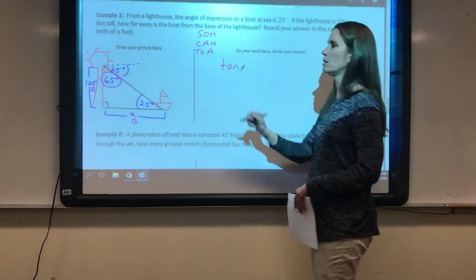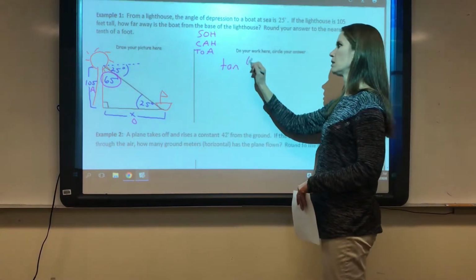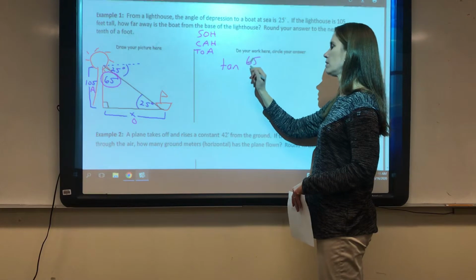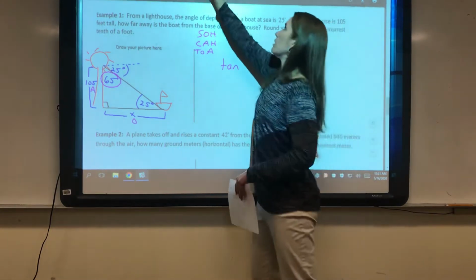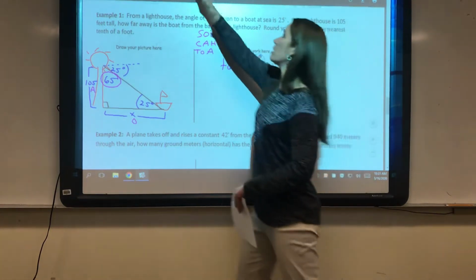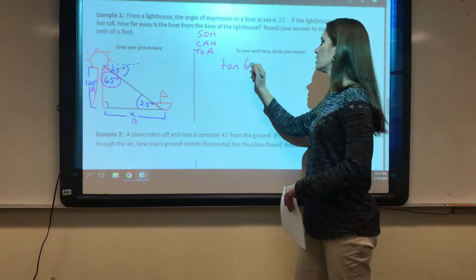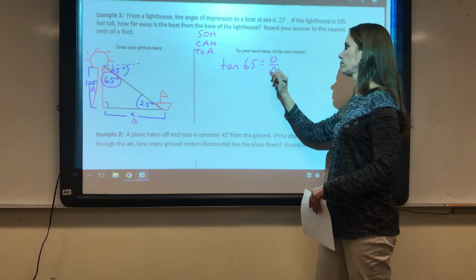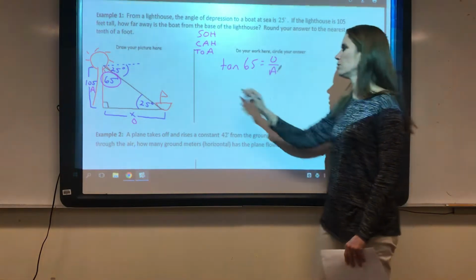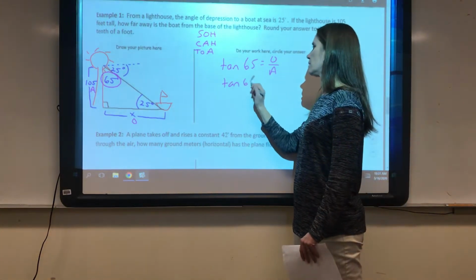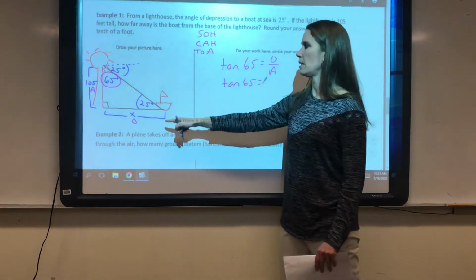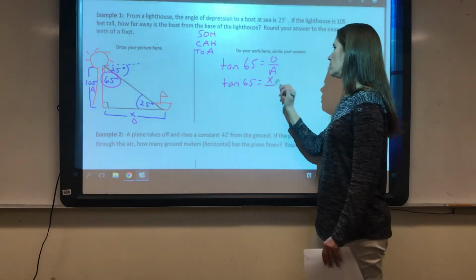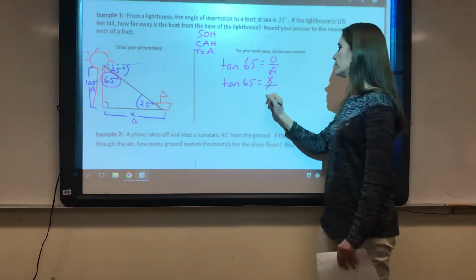So I've got tangent of the angle that I'm dealing with, which in this case is 65. I'm going to write that a little bigger. So I have tangent of 65 is equal to opposite over adjacent. Again, plug in what you know. So tangent of 65 is equal to opposite x over adjacent 105.